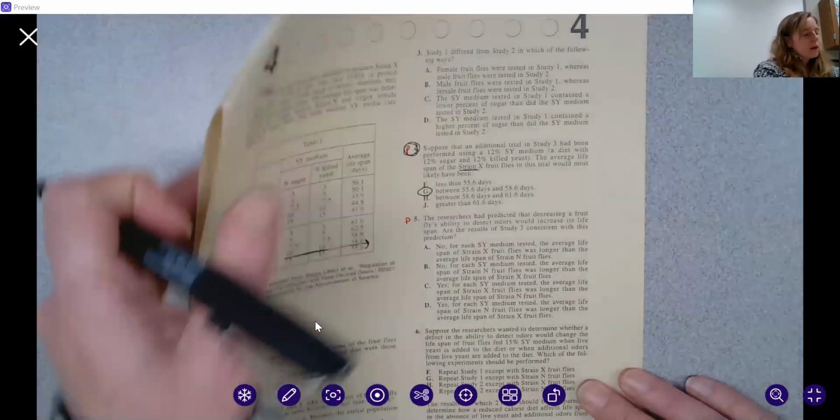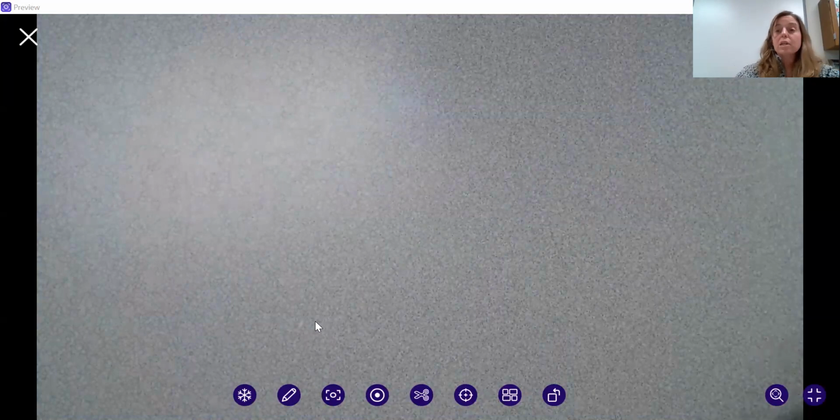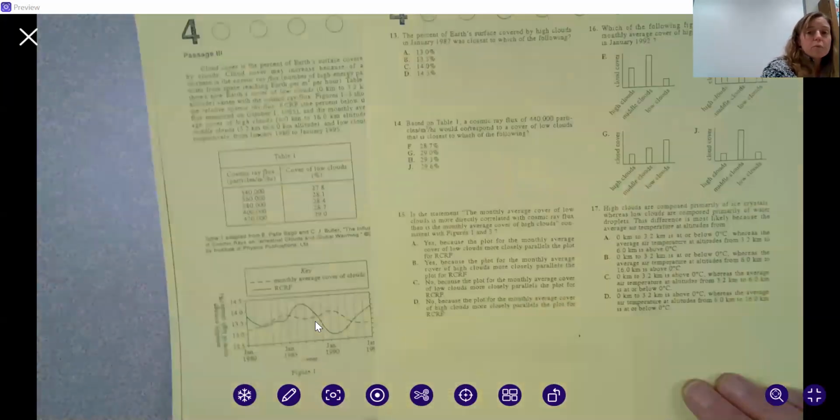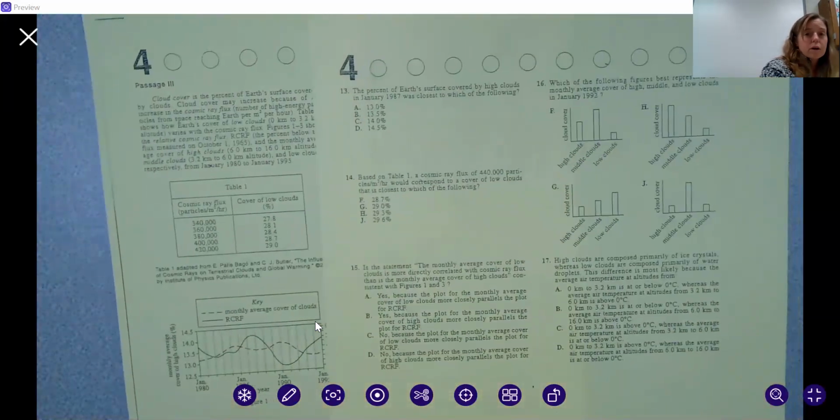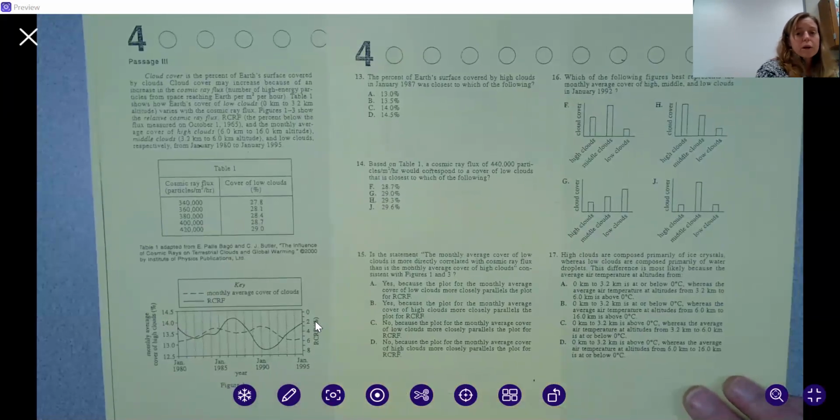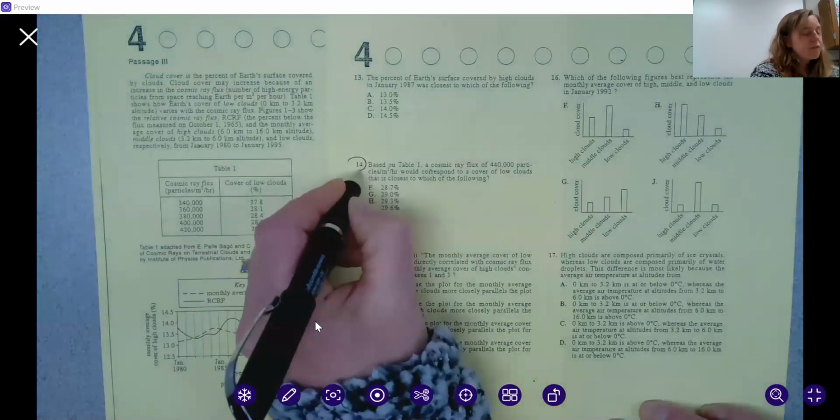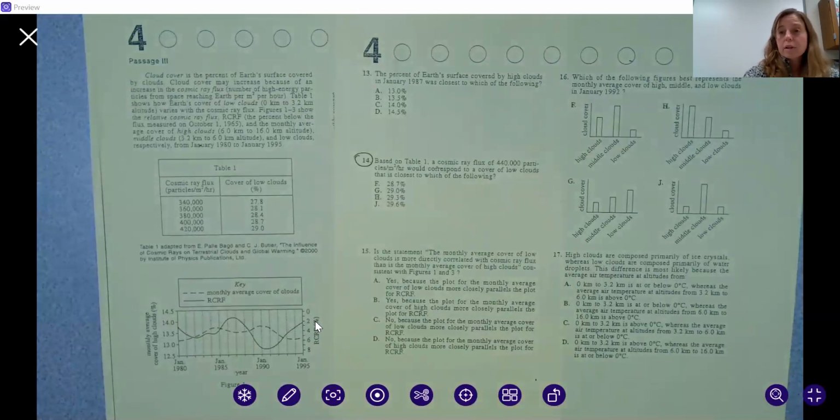Okay, all right. So now that you understand that one, now we're going to go to the third question, which is the yellow sheet. I'm going to move my yellow sheet over. And on the yellow sheet, we are going to be looking at question number 14.